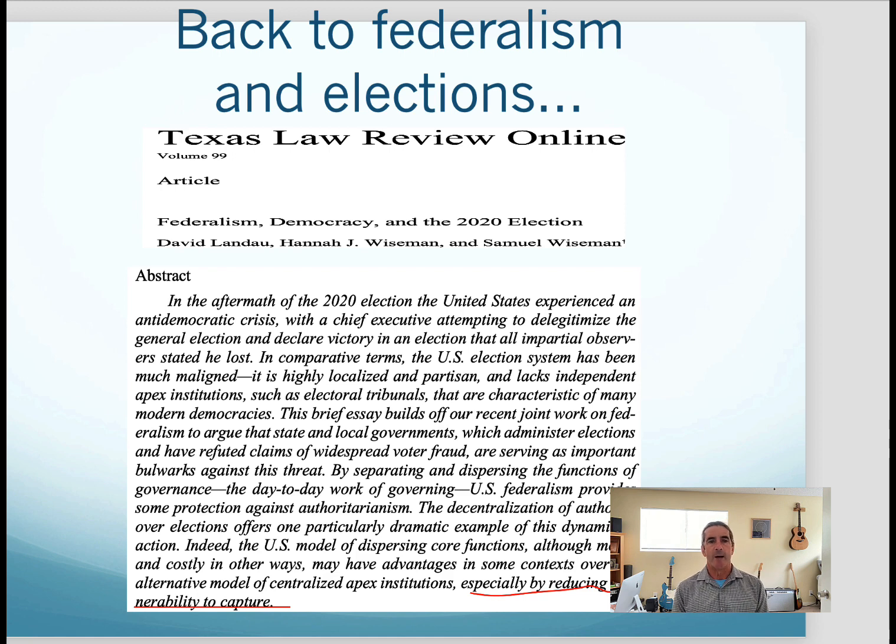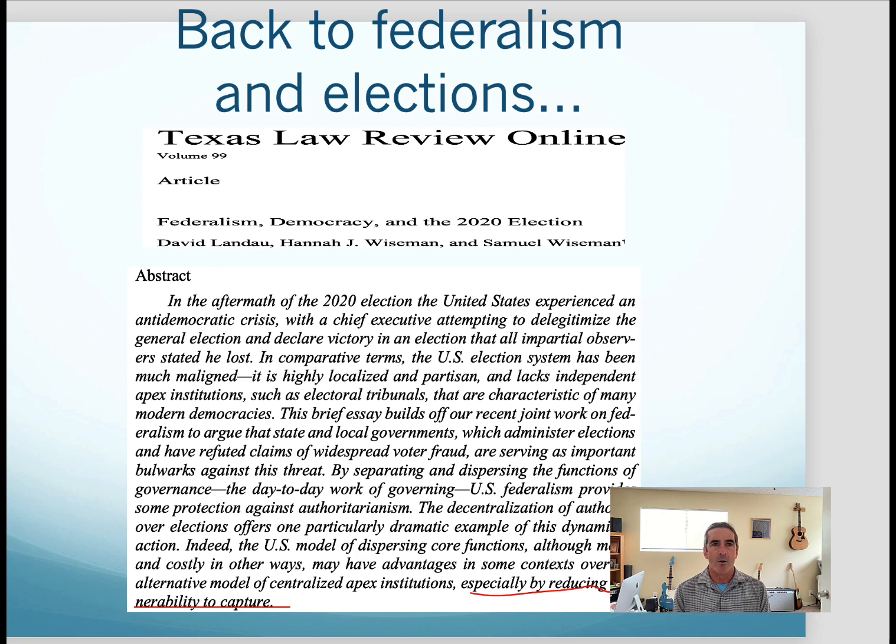This is what I'm showing you here is the abstract from a fairly recent analysis of federalism and its role in preserving the integrity of our election systems. And this was obviously a big issue in the aftermath of the 2020 election. And what the authors find is that the extreme decentralization of our election system makes it very difficult for any actor to take over the entirety and to engage in voter fraud. In the language of the authors, as I highlighted at the bottom there, our decentralized election system makes it especially difficult to capture.